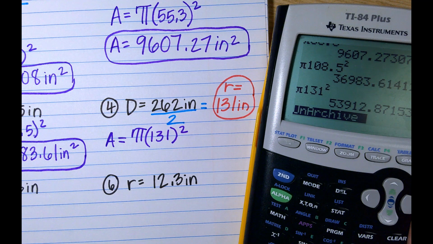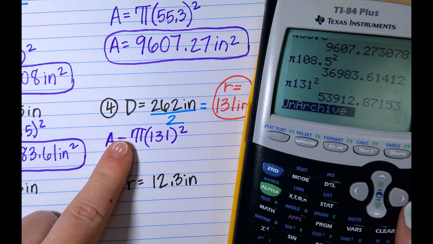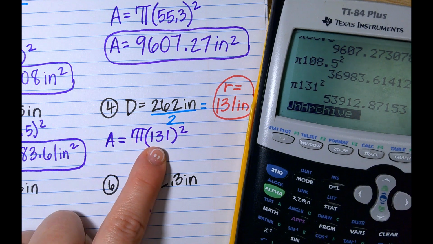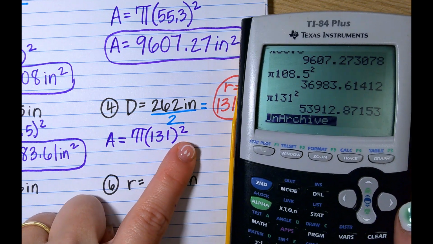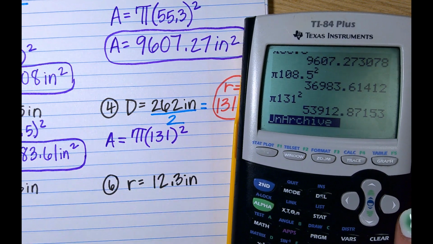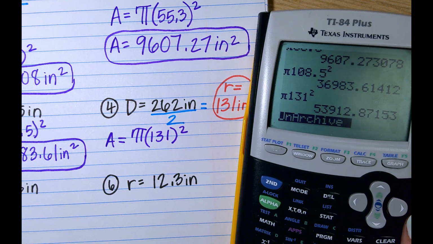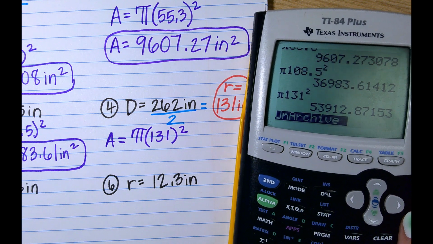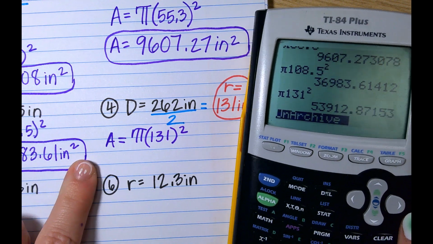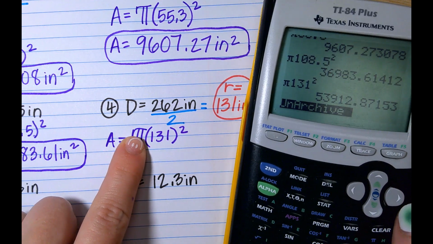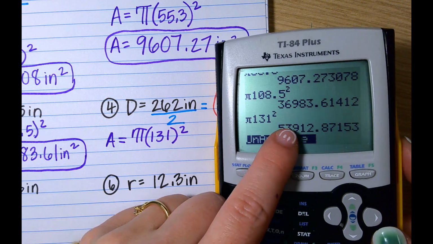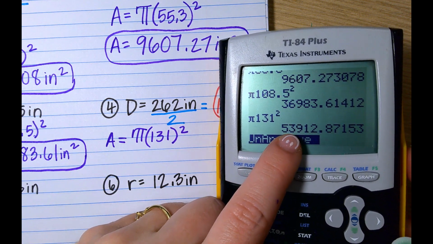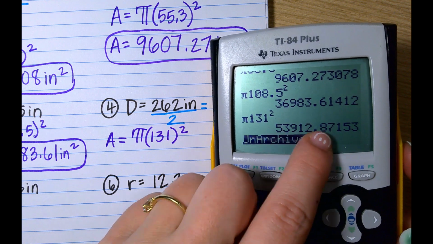Yeah, because we found the radius first, and now we're plugging the radius into the formula. We should be typing pi 131 squared, and I think I just did 131 squared. Oh, that might have been it. Yeah, so if you didn't get that, anybody else too, go ahead and type pi 131 squared and make sure you get 53,912.87. That's what you should get.